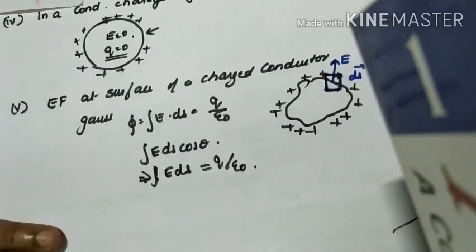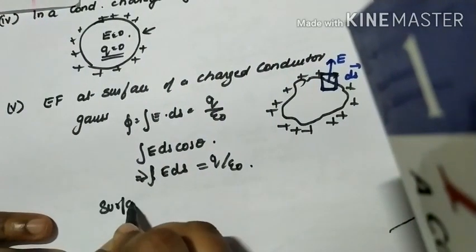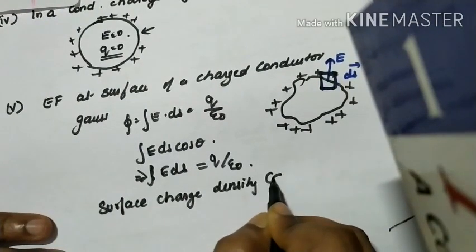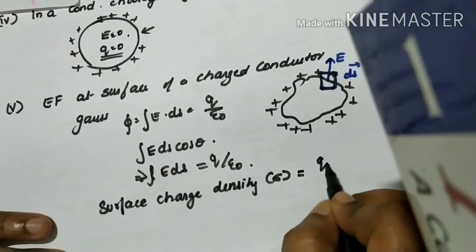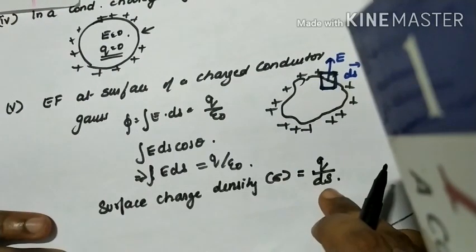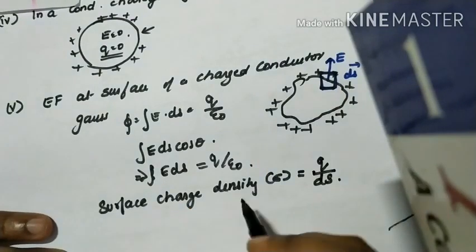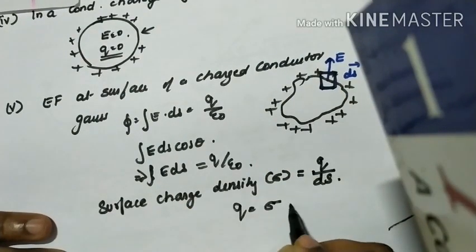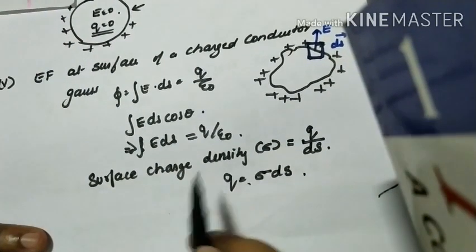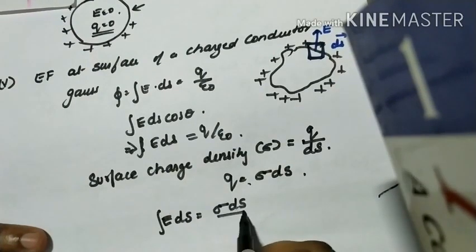Right. Now, I hope from the previous chapter you remember what surface charge density is. That is the amount of charge enclosed per unit area, right? For a small area it will be ds. Clear? We are considering a small surface only. So can't I write q is equal to sigma into ds? Of course I can write. Then I'm going to substitute this value here. So it becomes integral E ds is equal to sigma ds by epsilon naught.